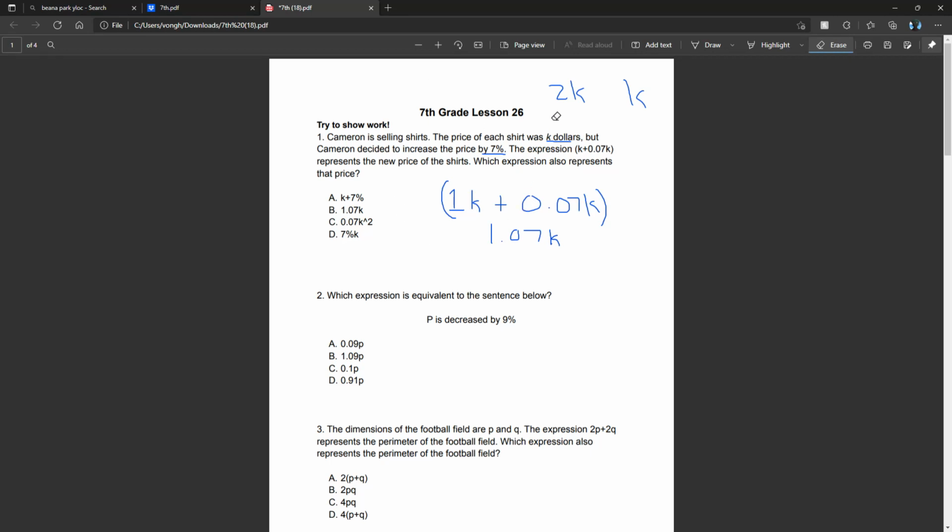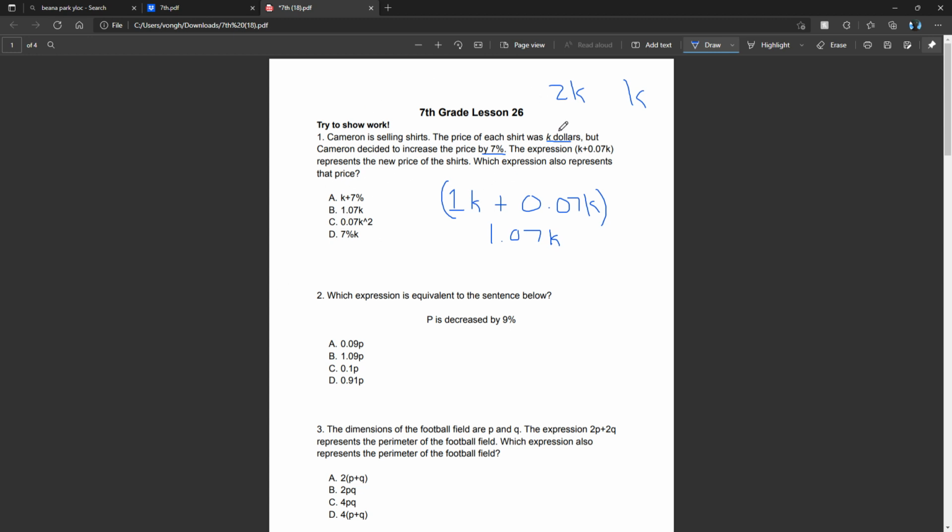This is the 7th grade worksheet for lesson 26, and I'll be covering it. Cameron is selling shirts. The price of each shirt was $K, but Cameron decides to increase the price by 7%. Then it gives you an expression, and you have to find which other expression is equivalent.